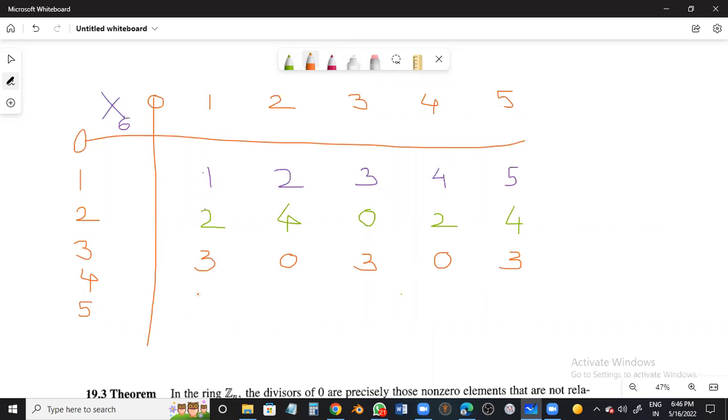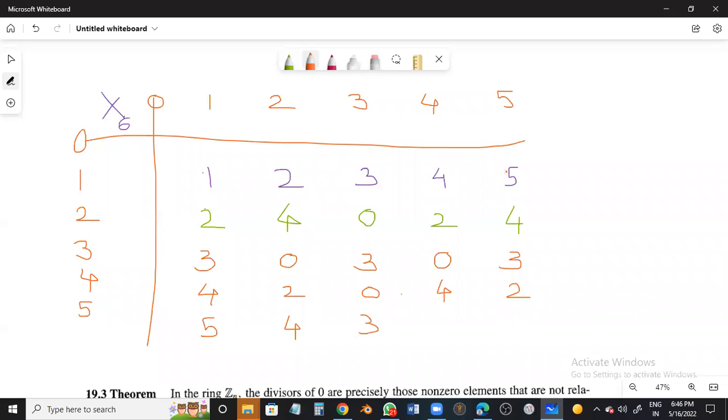4 1s are 4. 4 2s are 2. 4 3s are 0. 4 4s are 4. 4 5s are 2. Go for 5. 5 1s are 5. 5 2s are 4. 5 3s are 3. 5 4s are 2. And 5 5s are 1.